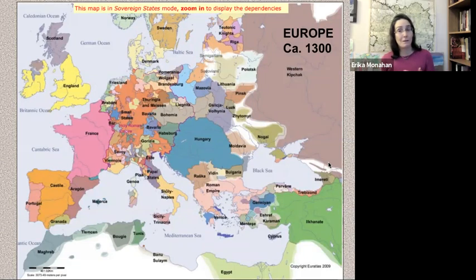Although the term Golden Horde doesn't appear in any source until the 17th century. They referred to themselves, these descendants of the Mongols, as the Kipchak Horde. So kudos to this map for hewing closer to the historical record for names used in 1300.